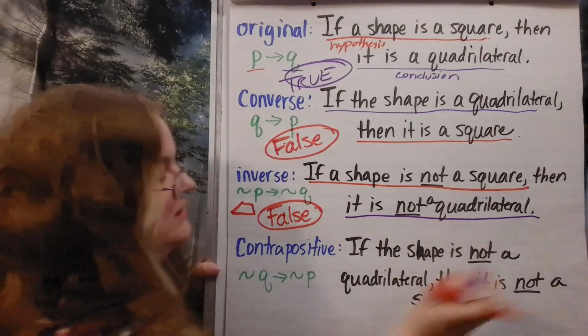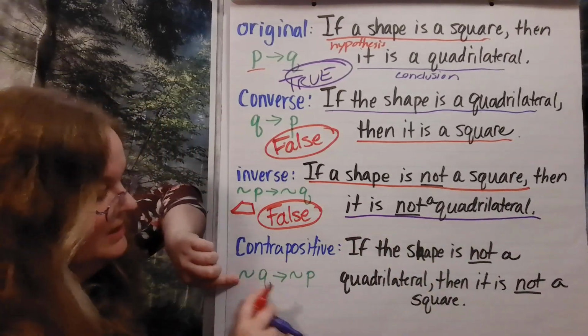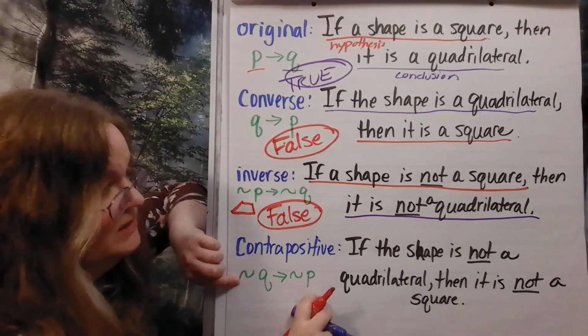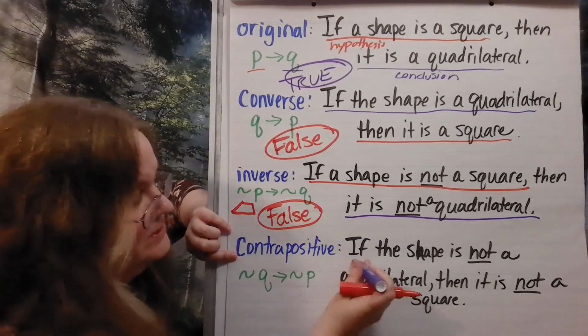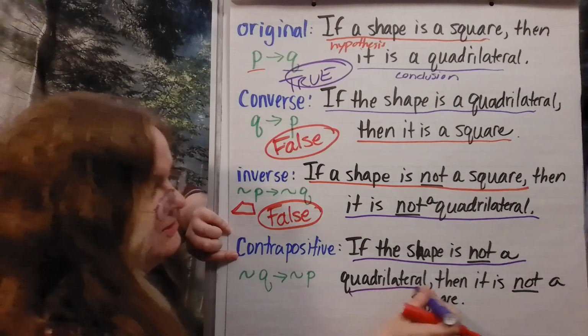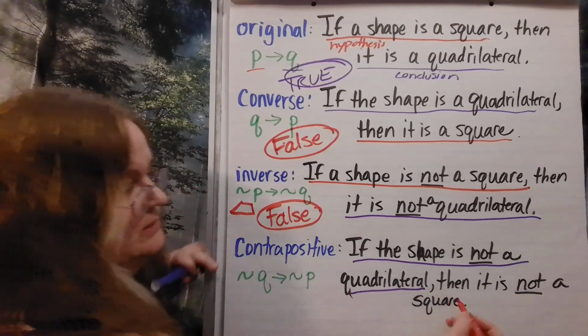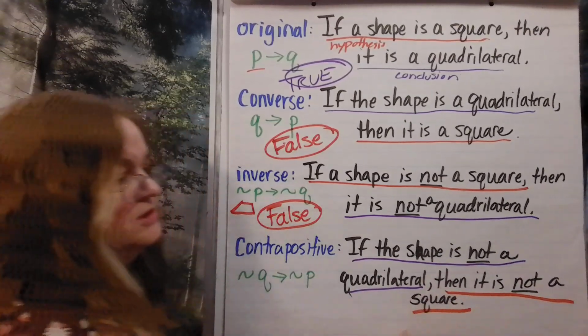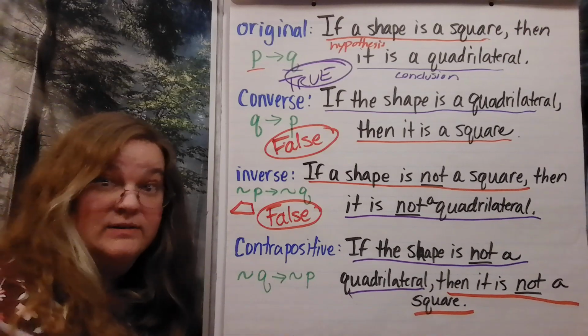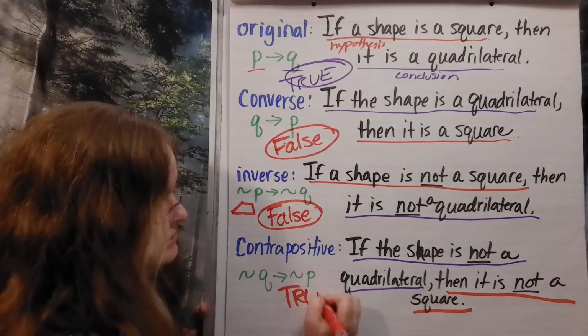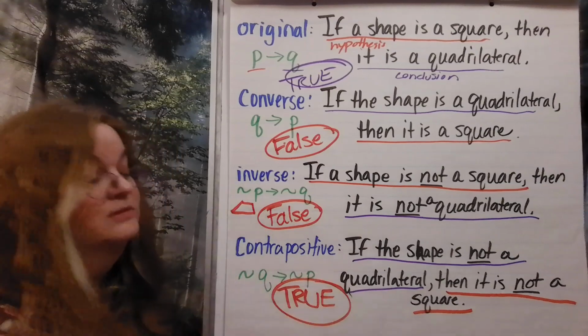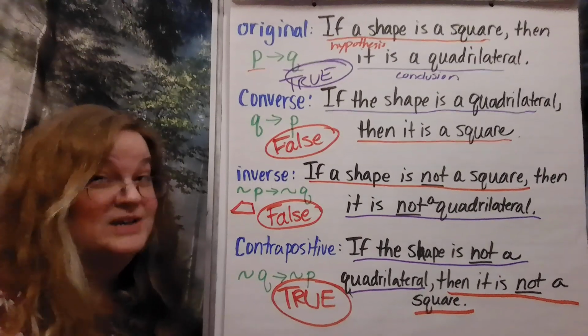And then finally, the contrapositive is not Q, then not P. So I flipped it around and negated it. So if the shape is not a quadrilateral, then it is not a square. So if it's not four-sided, then it can't be a square. And that is going to be true because, of course, squares have four sides.